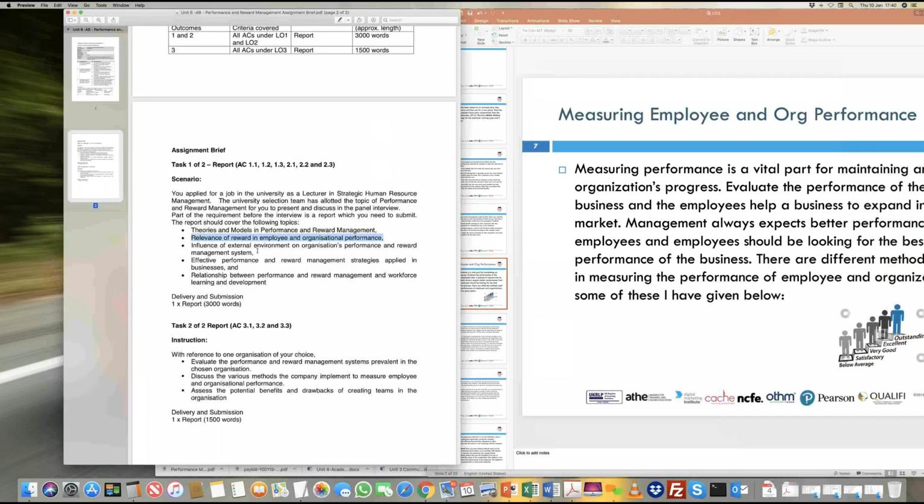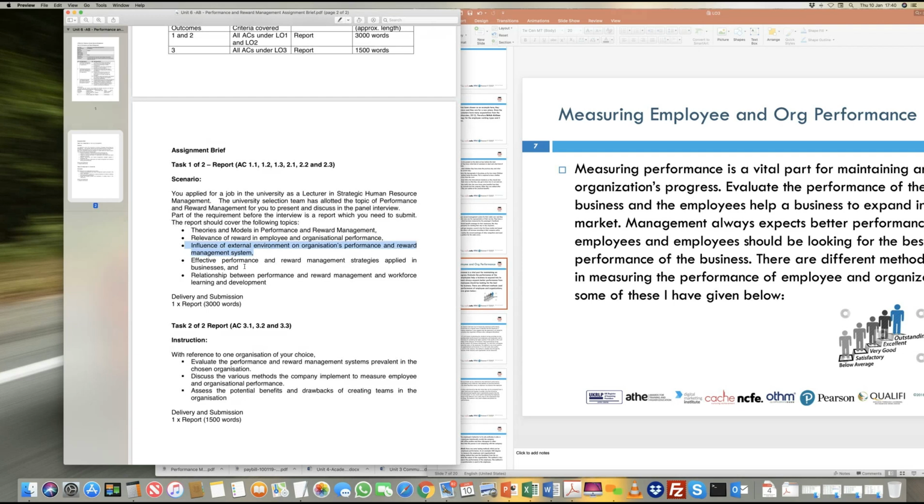Okay. Then the third bit talks about certain external factors. You have to discuss what are the external factors which affect the organizational performance and how they relate to the reward management system. So we talked about the PESTEL yesterday. We talked about labor laws. We talked about laws and legislation when organizations work across different countries. We have to follow that, has to come here.